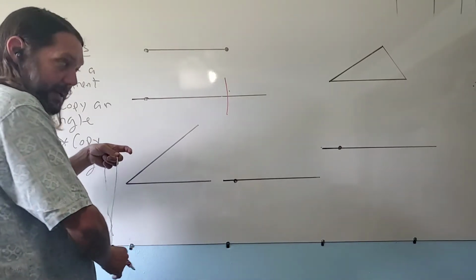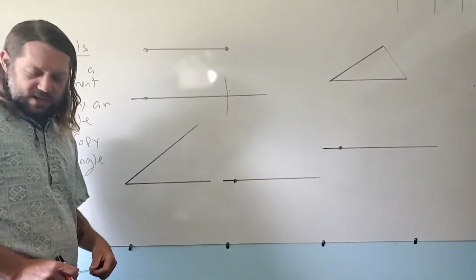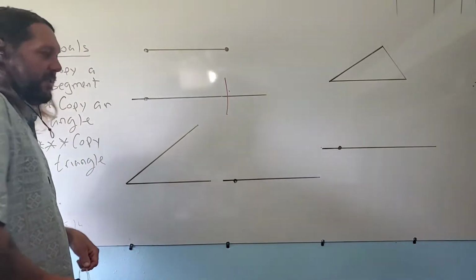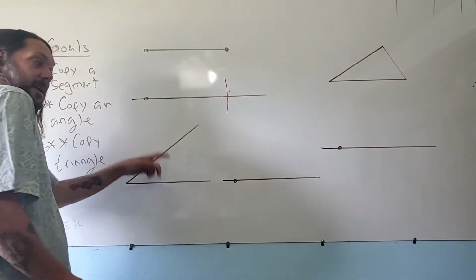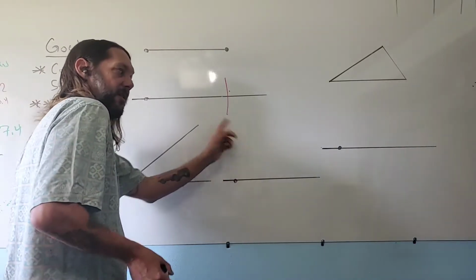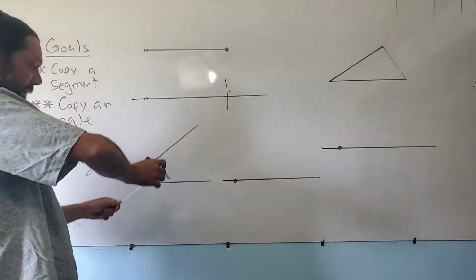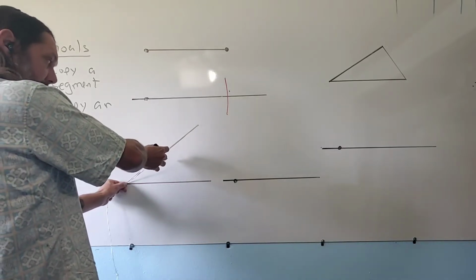All right. The next thing I want to do is copy an angle. To copy an angle takes a couple extra steps. It's still easy to do, though. The very first thing I'm going to do is put the needle here and make an arc. And I'm going to take that identical arc and put it over here. Okay? There's a reason why I'm doing this, and I'll clarify that in a second.